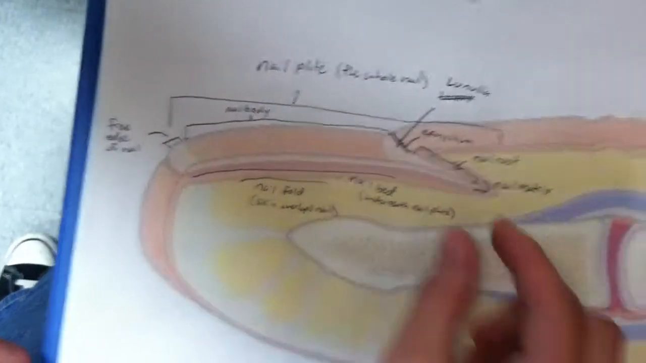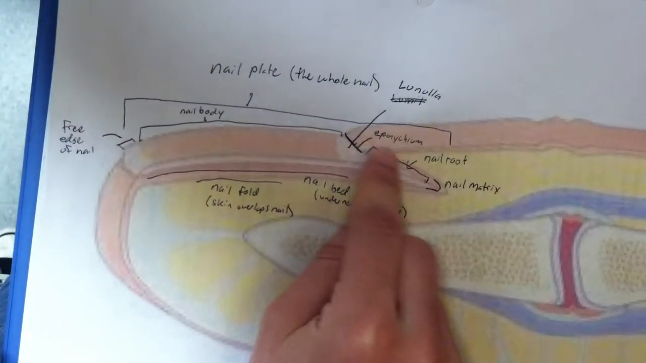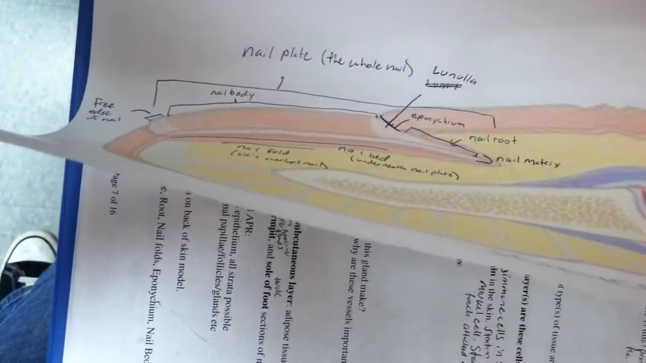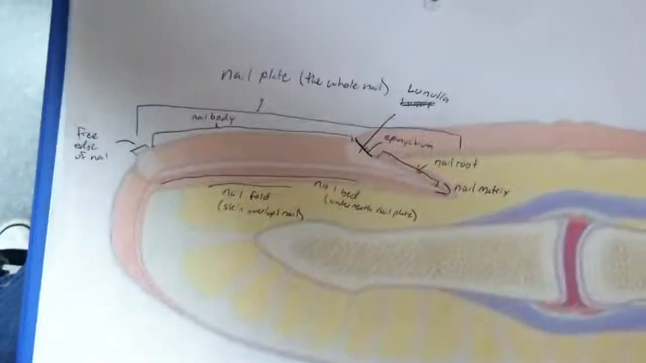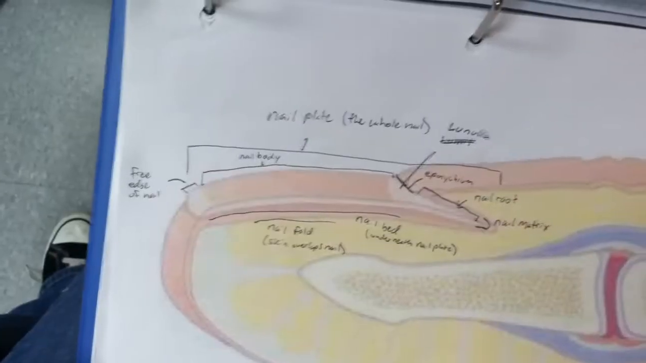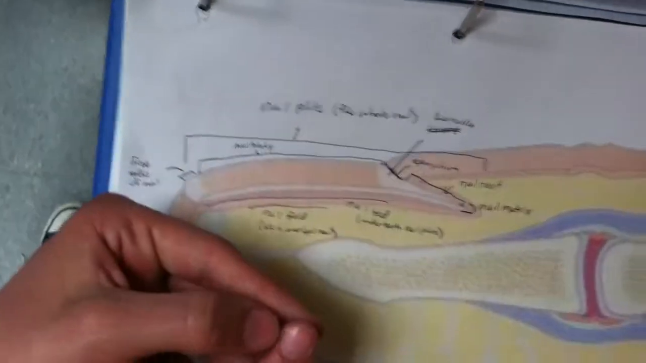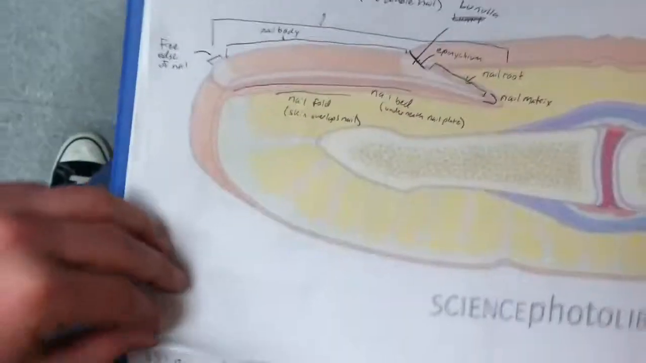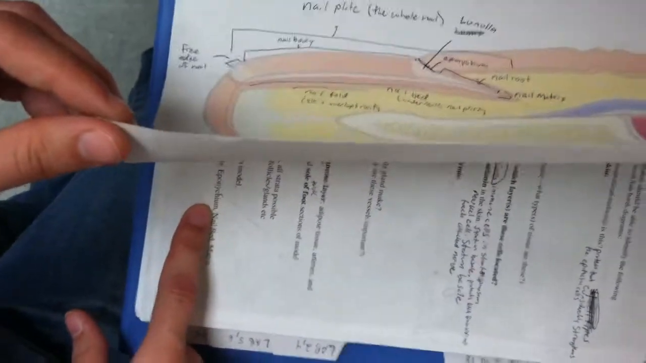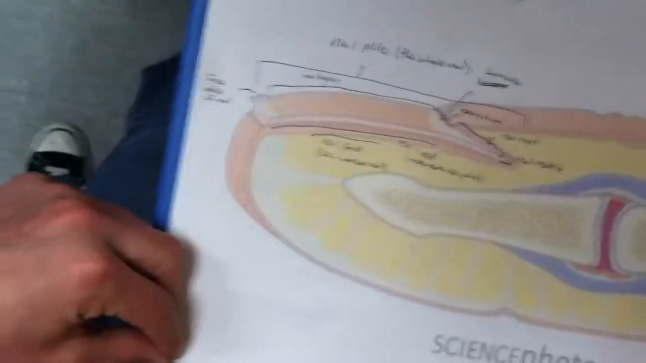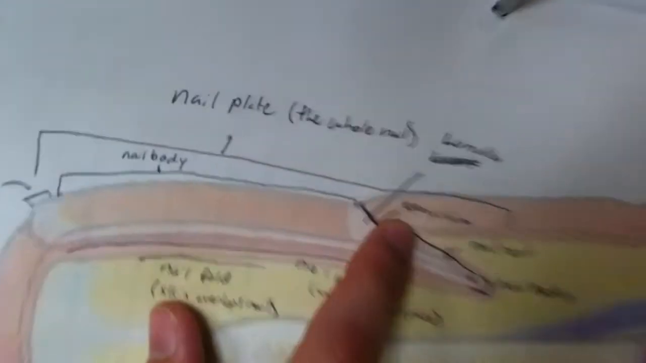The root is here, which is under the skin. And the nail folds, I believe, are where the skin overlaps the nail right here. It is not really on this model, but it's on the sides anyway. The eponychium, that's the cuticle. So it's right above the nail.